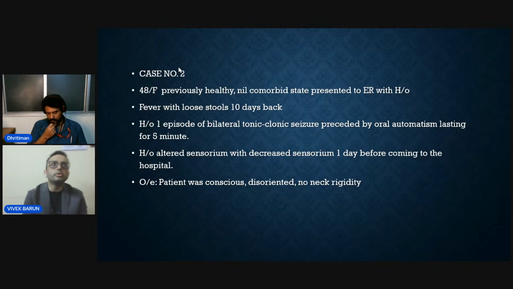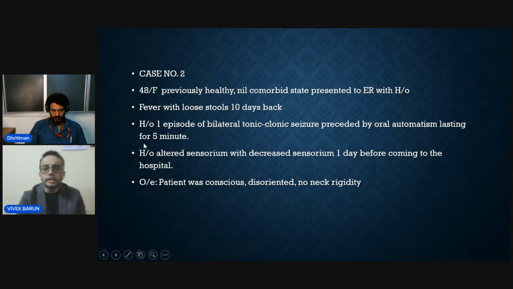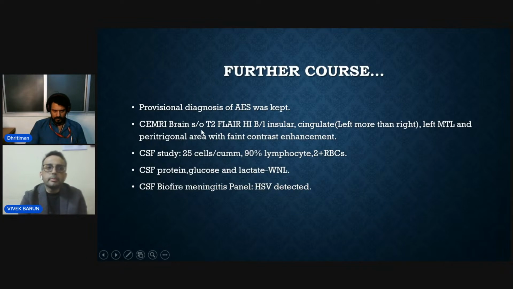So when she came to the hospital in the ER, she was confused. She was conscious, but she was not obeying our command and was disoriented. And there was no neck rigidity. So, coming with the history of fever and seizures with altered sensorium, a provisional diagnosis of acute encephalitic syndrome was kept. And we did CE-MRI brain, contrast enhanced MRI brain, which showed bilateral FLAIR hyperintensities, left more than right.